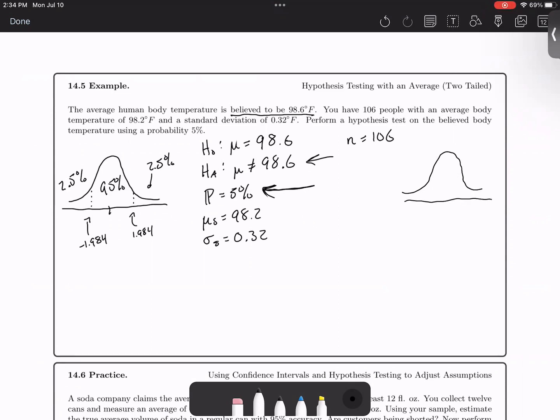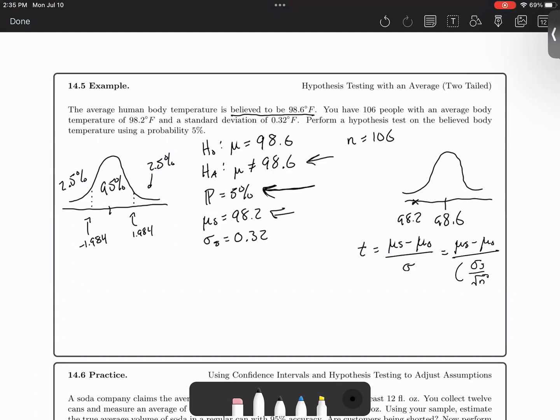All right, in our picture, we center our distribution at the null hypothesis. And our sample value is 98.2, so it's somewhere over here to the left. Let's figure out how far. Is it inside that tail, or is it not inside that tail? So let's compute a t-score. The t-score will be the average from our sample minus the center average, divided by the standard deviation. Because we're dealing with averages, remember to use the standard deviation of averages given to us by the central limit theorem: the sample standard deviation divided by the square root of n.